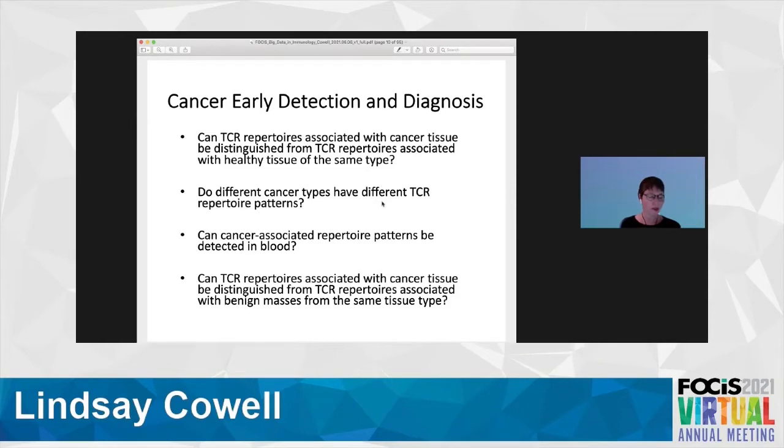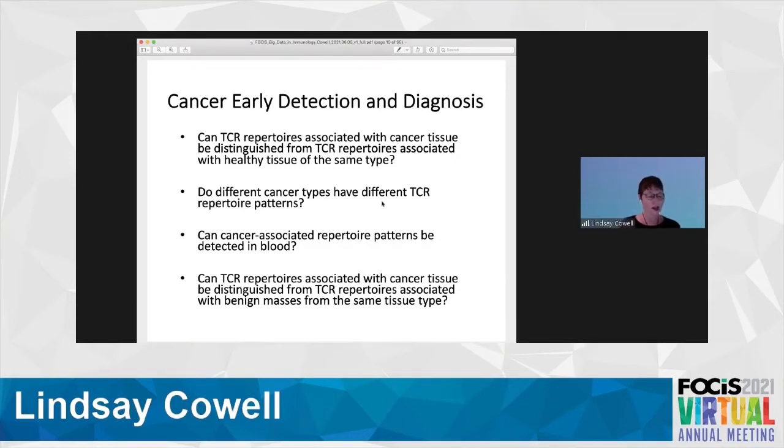So first, can TCR repertoires associated with cancer tissue be distinguished from TCR repertoires associated with healthy tissue of the same type? So can TCR repertoires in ovarian cancer tissue, for example, be distinguished from TCR repertoires derived from healthy ovaries? Two, do different cancer types have different TCR repertoire patterns? So for example, can breast cancer associated TCR repertoires be distinguished from ovarian cancer repertoires?